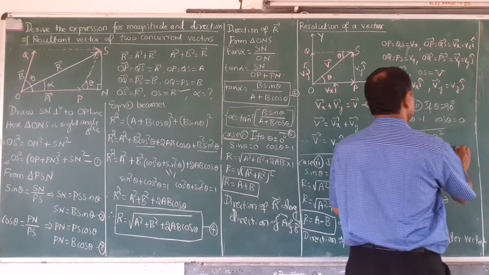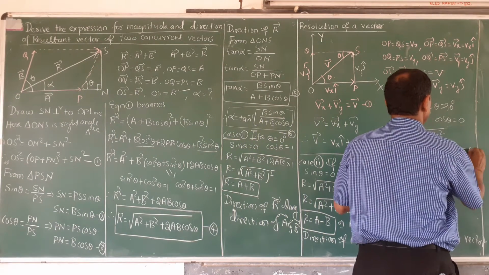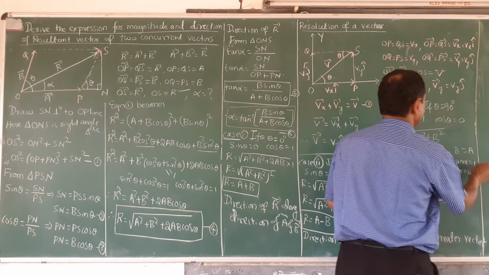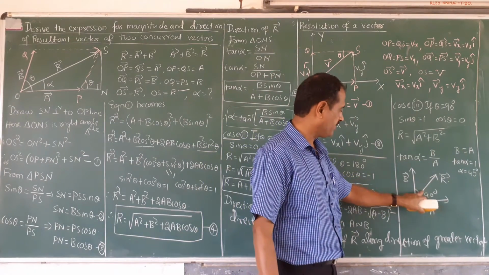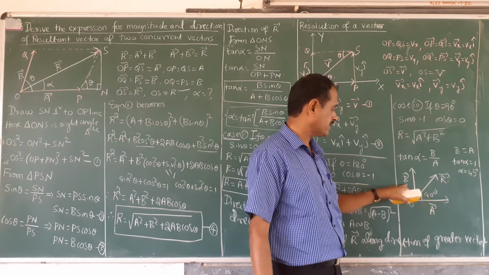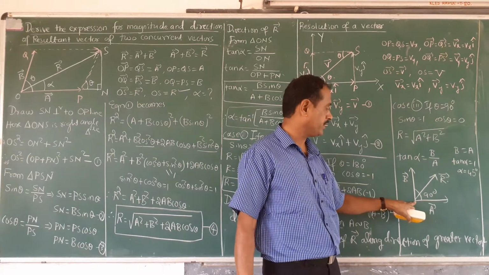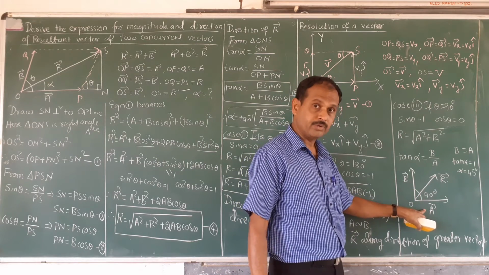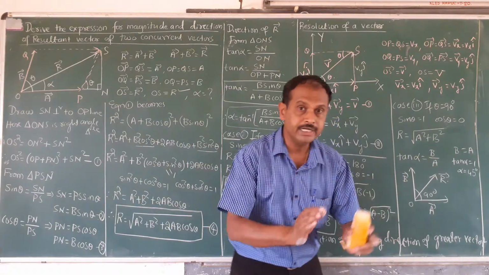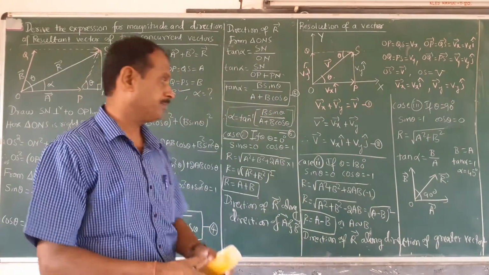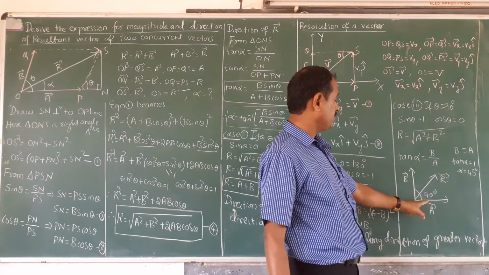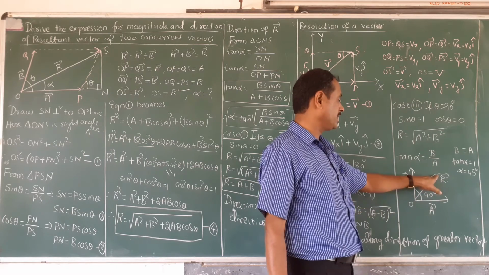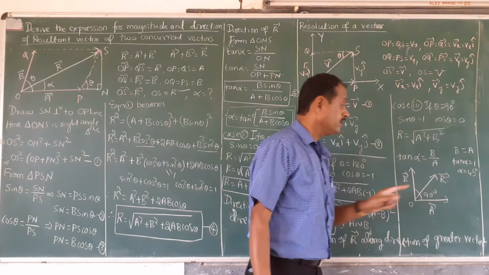Then B is equal to A. What does tan alpha become? It becomes 1. What does alpha become? 45 degree. This is 45, this is 45. The two are equal. If the two vectors acting at a point are equal, then the direction of the resultant vector is midway between them. Once again I repeat. If the two equal vectors are acting at a point, then the direction of the resultant vector is midway between them.